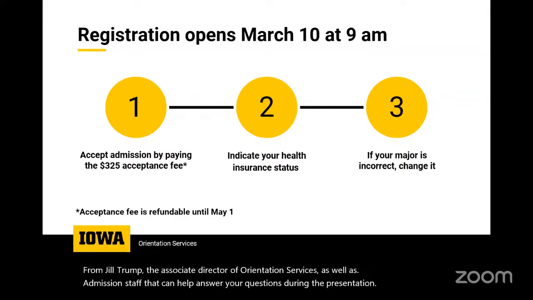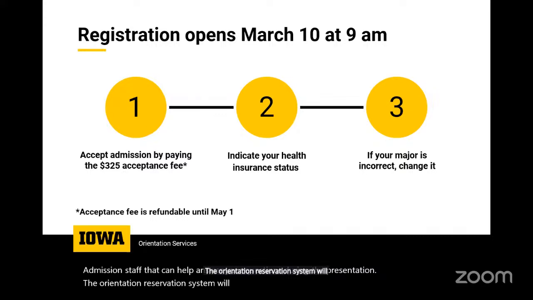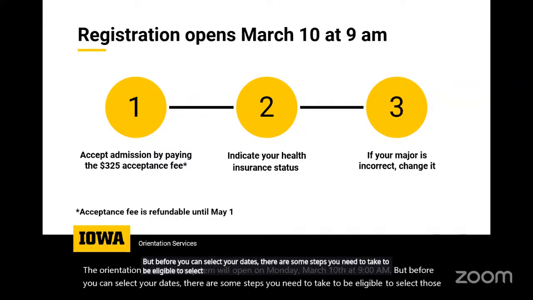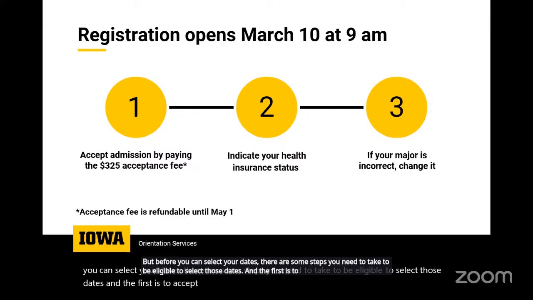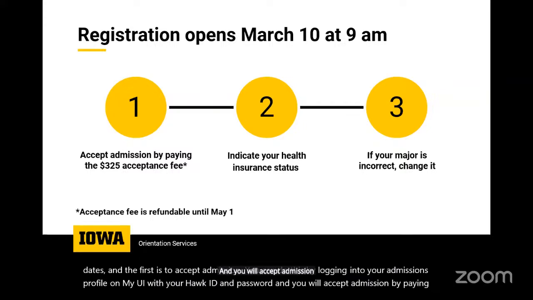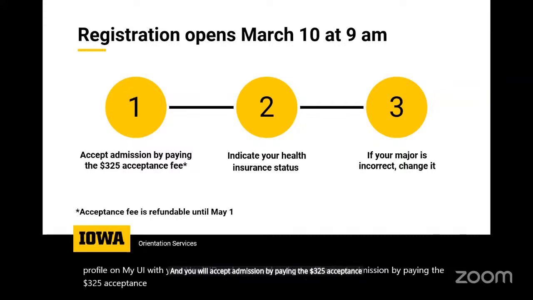The orientation reservation system will open on Monday, March 10th at 9 a.m. But before you can select your dates, there are some steps you need to take to be eligible to select those dates. And the first is to accept admission. You can do this by logging into your admissions profile on MyUI with your Hawk ID and password, and you will accept admission by paying the $325 acceptance fee. This fee is refundable until May 1st, 2025.